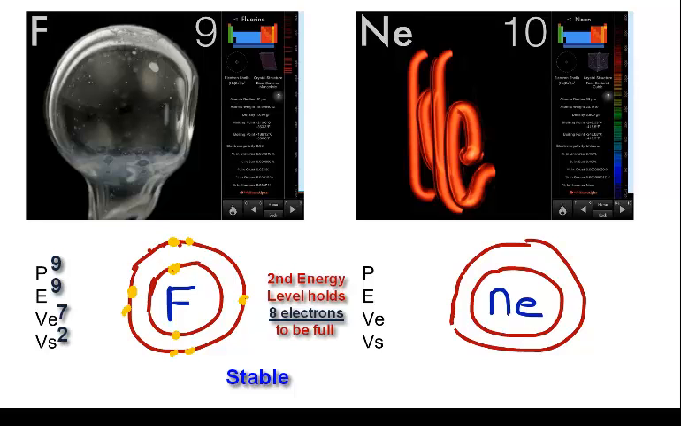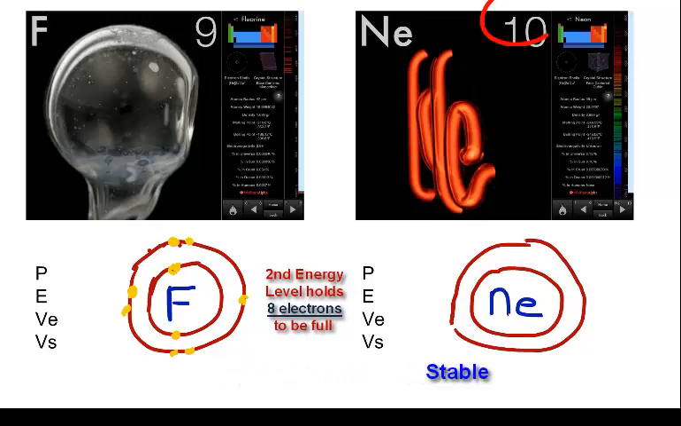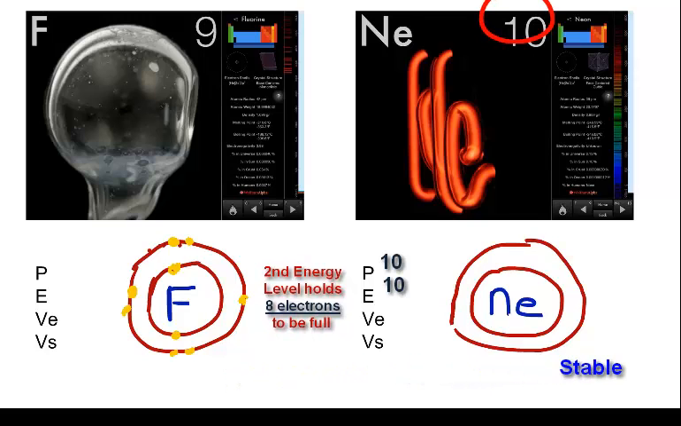Is fluorine stable as written from the periodic chart? No, because it does not obey the rule of 8. It does not have 8 electrons in its outermost shell, nor is the outermost shell full. Look at neon. Neon has 10 protons, 10 electrons. The first 2 go in the first energy level. Then we put the remaining 8 out here in the second energy level.